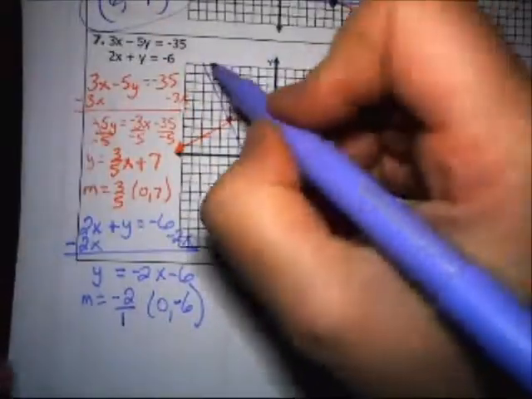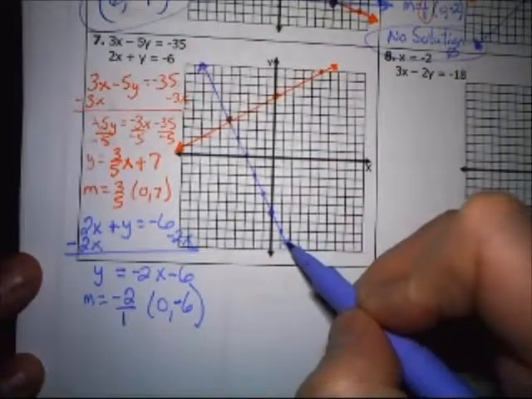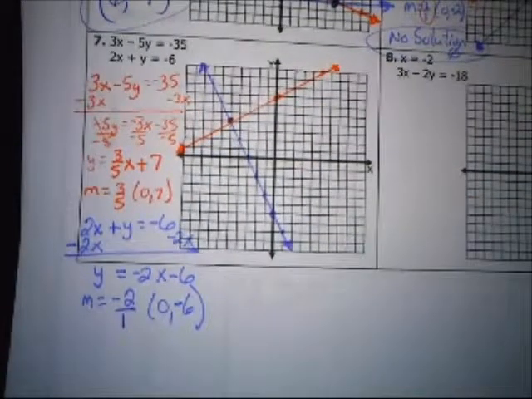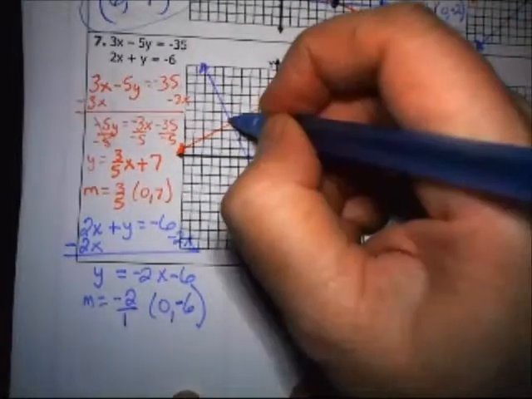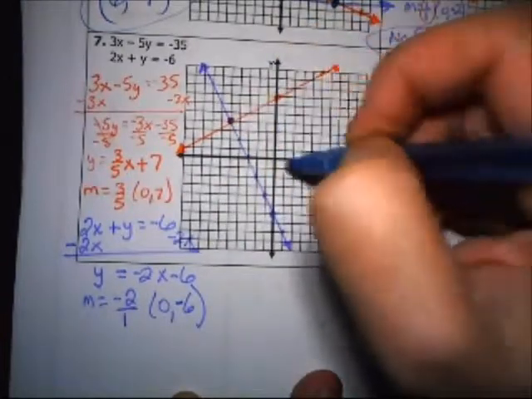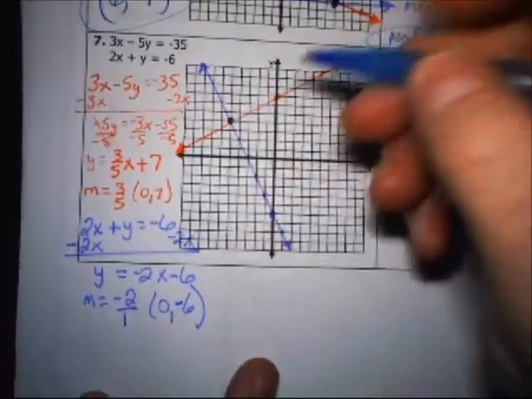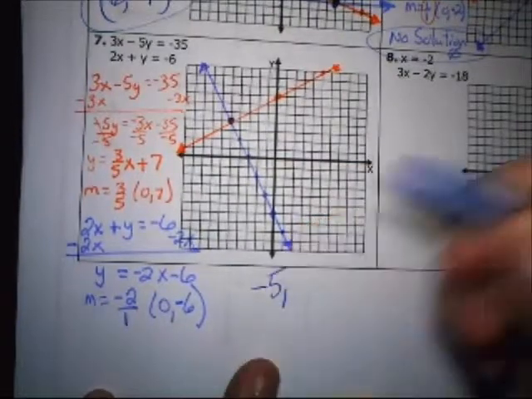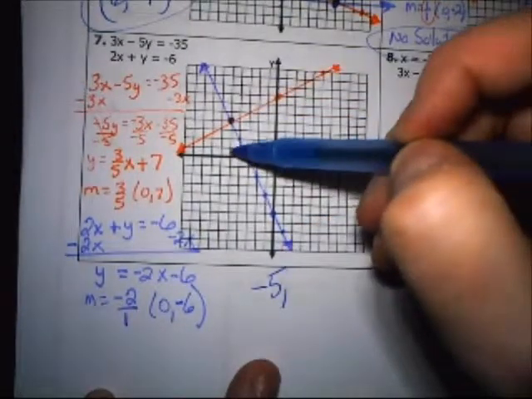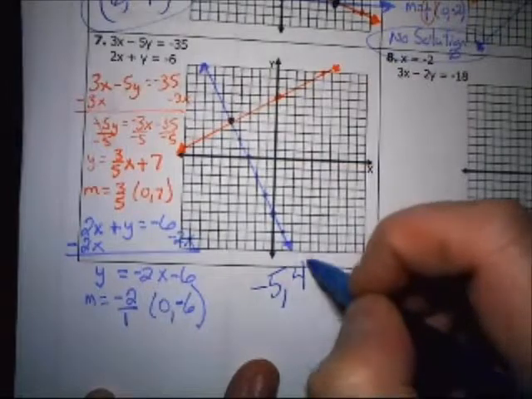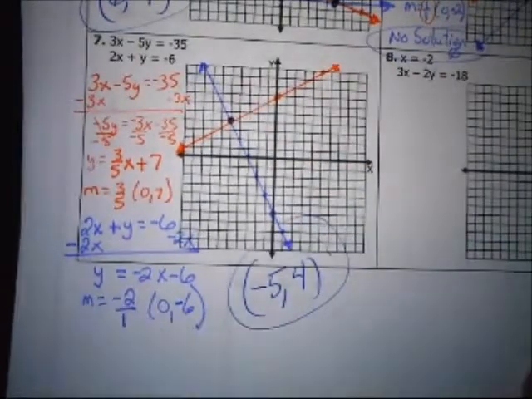Draw my lines so that I can see these are intersecting lines. So I have one solution. And that solution is right there, which is 1, 2, 3, 4, 5 to the left, so that's negative 5. And then it's 1, 2, 3, 4 up, so that's a positive 4, and there's my solution.